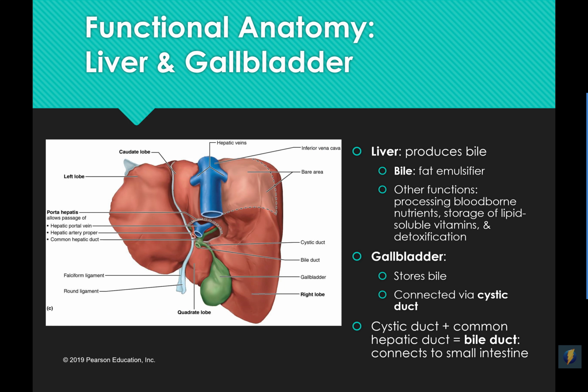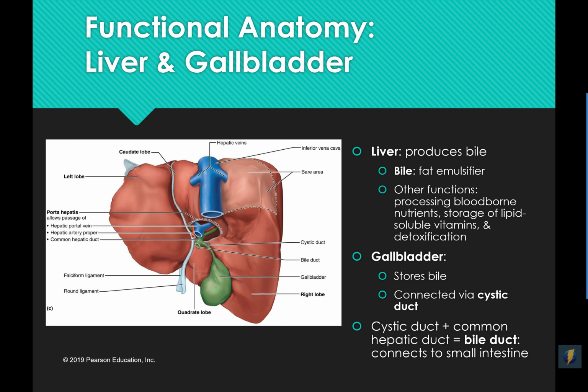So this is what the liver looks like. It's a multi-lobed organ. It's the biggest gland in your body. So you have a left lobe, a caudate lobe, a right lobe, and then a quadrate lobe, so a four-lobed liver. The primary function of the liver in terms of the digestive system is that it produces bile. Bile is what we call an emulsifier for fat, which means it breaks fat droplets into smaller fat droplets.